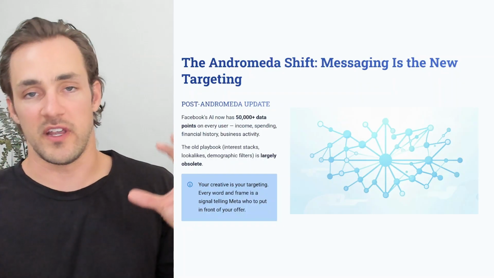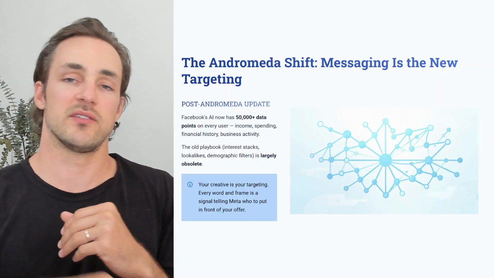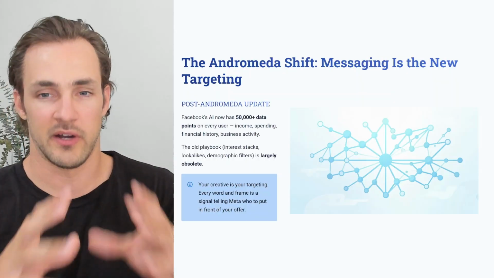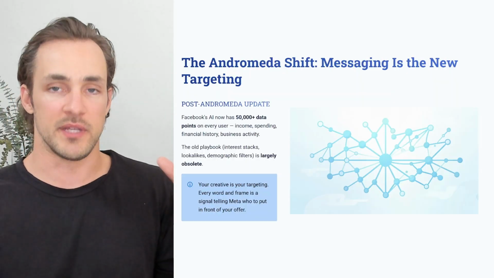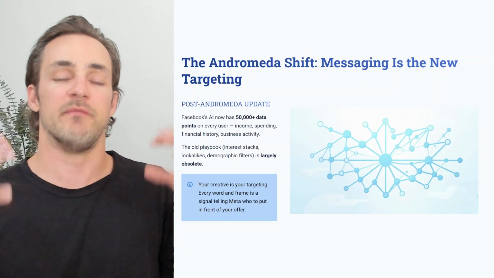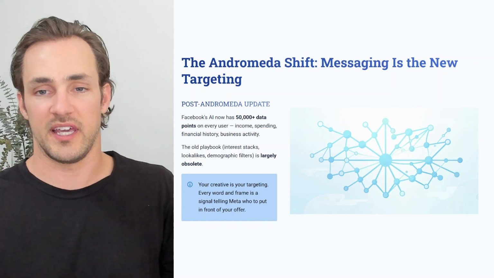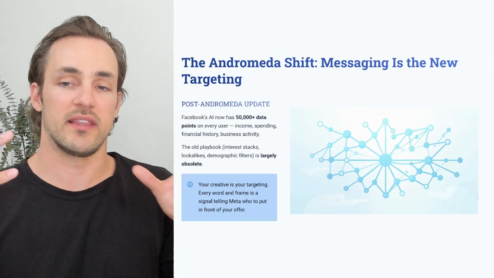Basically, what that means is Facebook's AI algorithm now has over 50,000 data points on every single user on the platform. Think about what that means. Think about whether you can even name 50,000 things about yourself. Oh, wait, you probably can't. Right. And so here is what exactly that means.